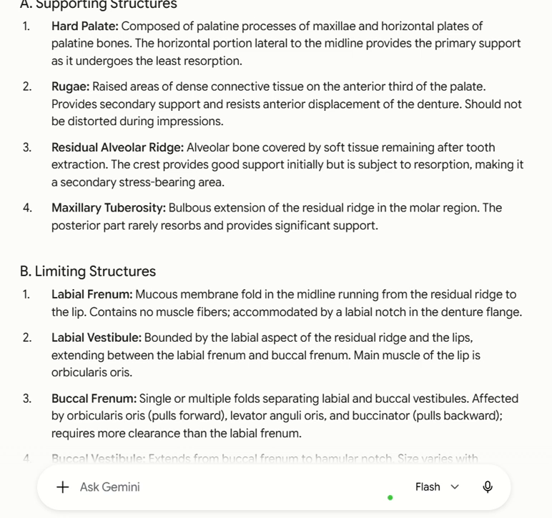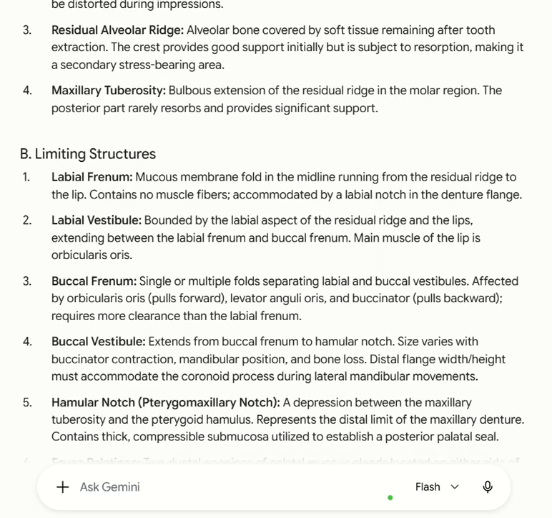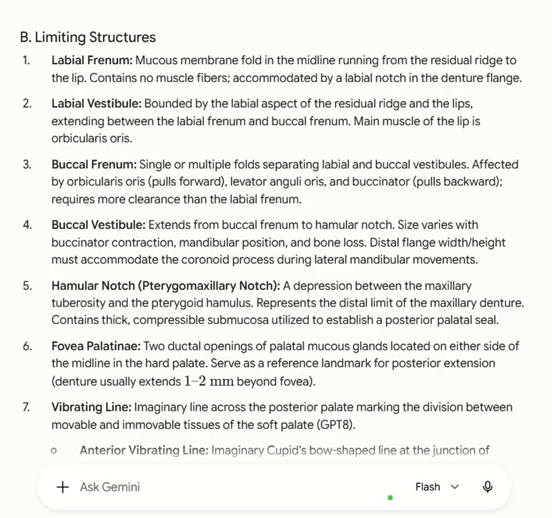B. Limiting structures. Labial frenum, mucous membrane fold in the midline running from the residual ridge to the lip. Contains no muscle fibers, accommodated by a labial notch in the denture flange. Labial vestibule, bounded by the labial aspect of the residual ridge and the lips, extending between the labial frenum and buccal frenum. Main muscle of the lip is orbicularis oris.